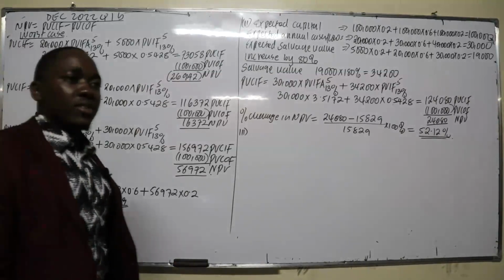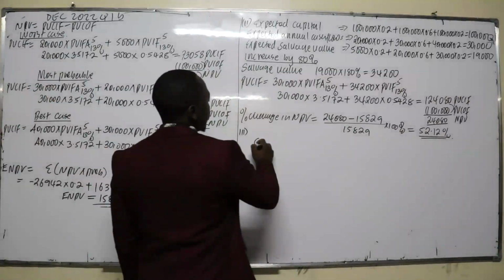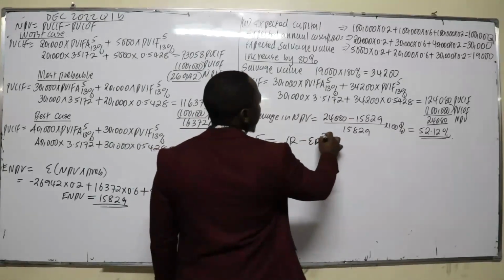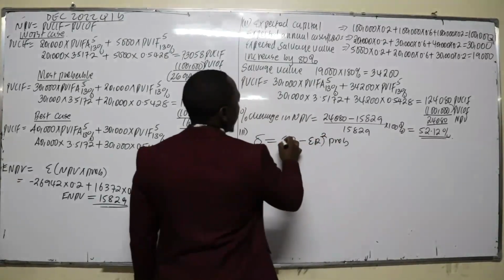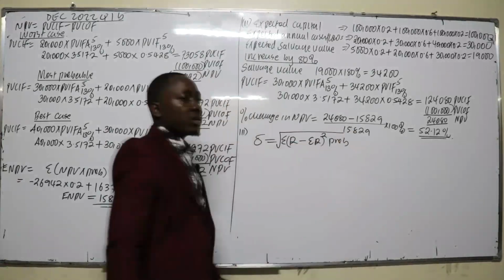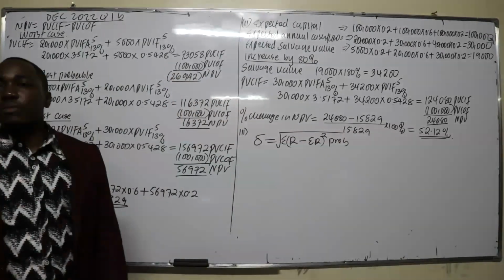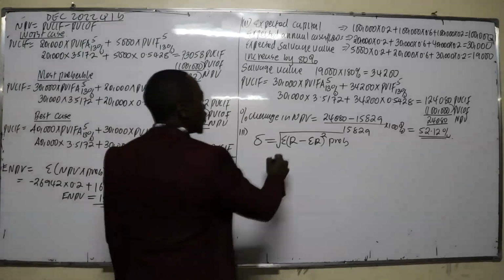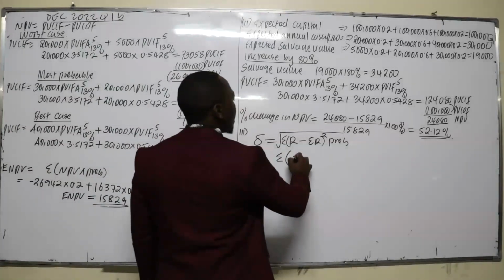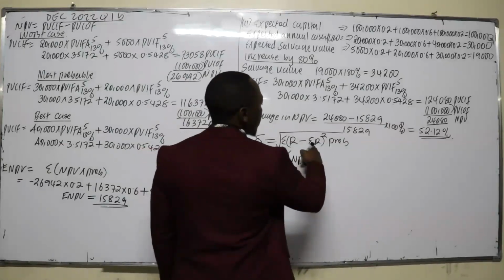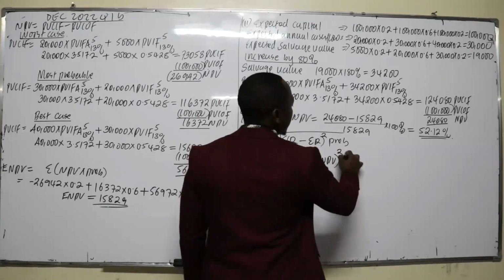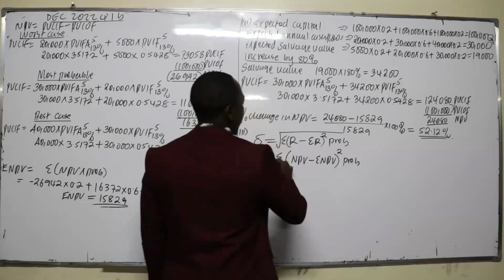How do you get the standard deviation? Standard deviation will take returns minus expected return, square, times probability. You add, then you get the standard deviation. But in this case, we are computing in relation to NPV. So instead of return now, it's NPV. Instead of expected return, it will be expected NPV, squared, times probability. You get the square root.